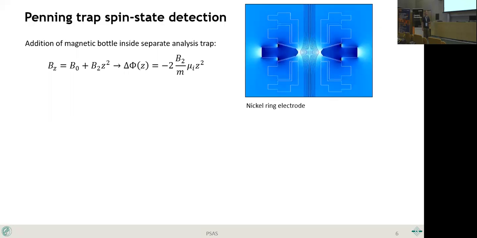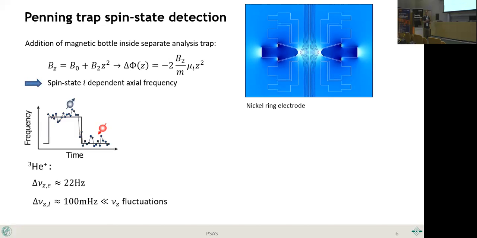Okay. So now we know how to measure the cyclotron frequency, and from that determine the B field. And now we need to also measure the spin state of our ion. So for us, it's not only 2 states, but we have 4 states in the magnetic field in the hyperfine structure. So I'll write it like that. So you take this additional B2 term, as you saw before. We do that by using a nickel ring electrode in a different trap. And that essentially couples your spin state to the axial frequency.